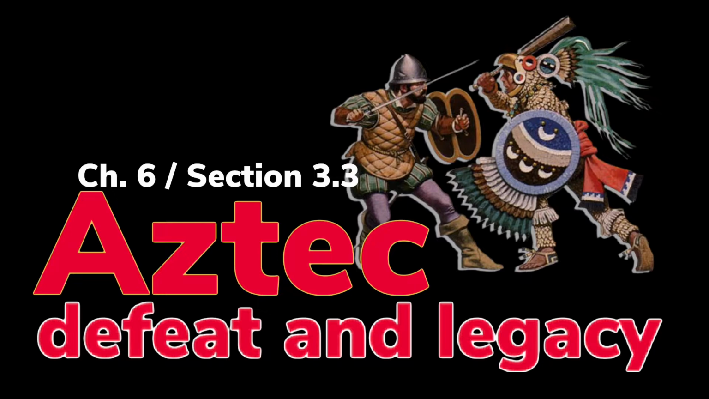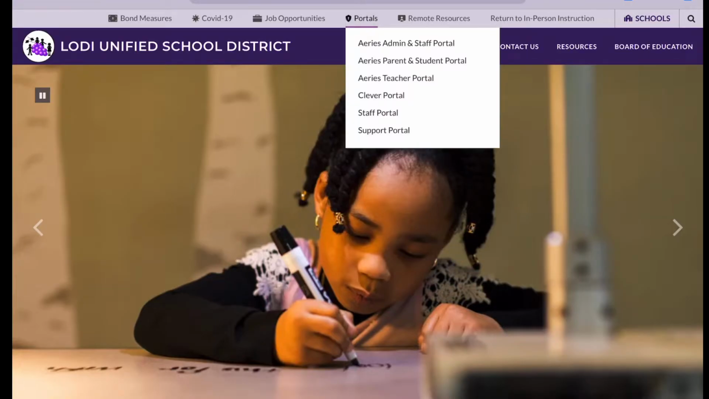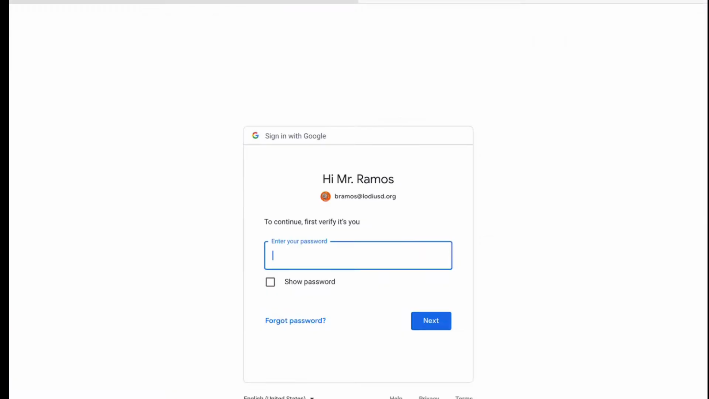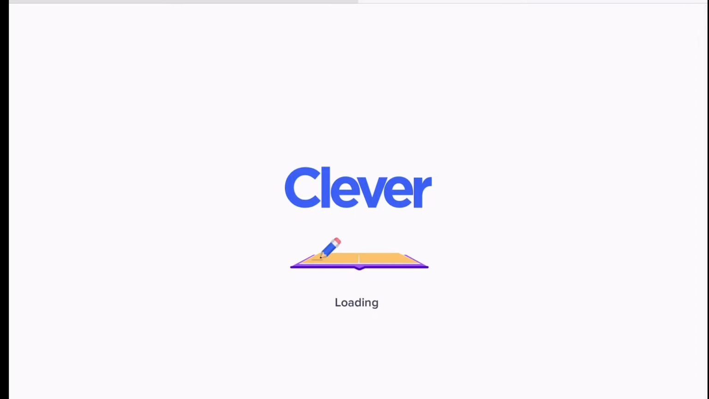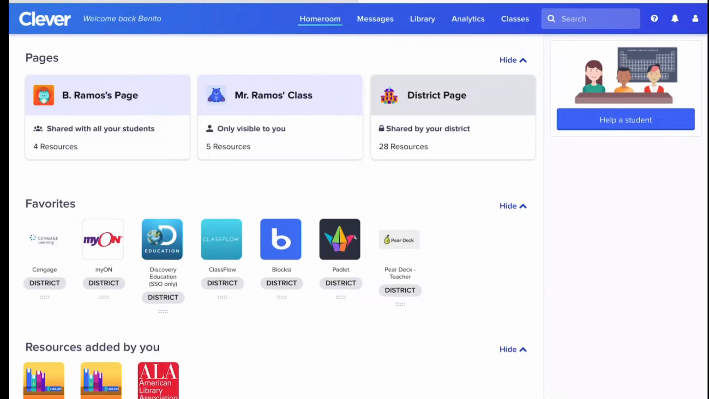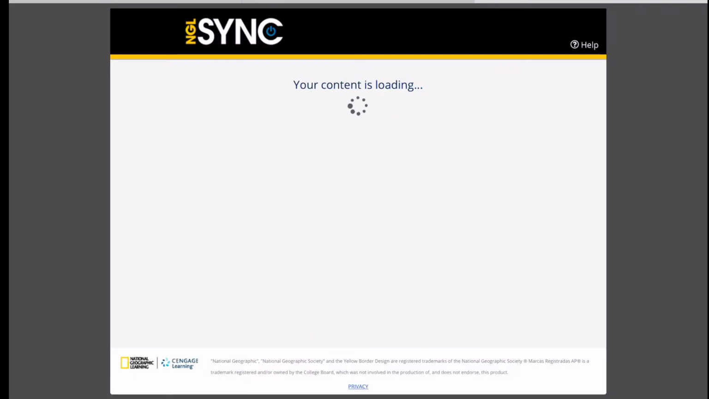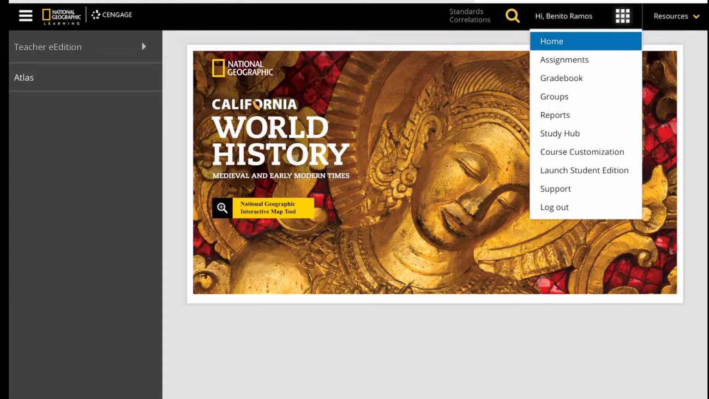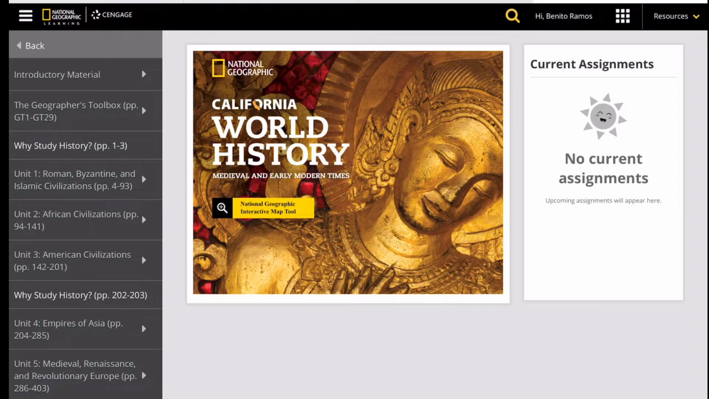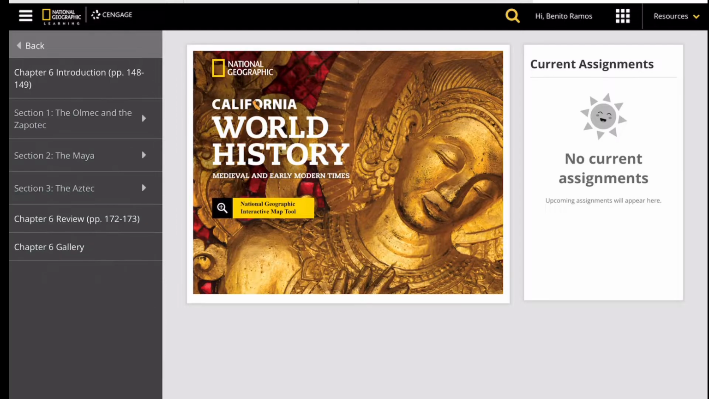And this is the last lesson for section 3, and we will learn about the defeat and the legacy of this civilization. So go ahead, log in to Loda.usd or have your textbooks ready and pay attention. Go to the Loda.usd website, and from there, the Clever portal. From Clever, log into Cengage Learning, which is National Geographic Learning, and log in with your student account and password. From the left side, it's Unit 3, Chapter 6, Section 3, and this is Lesson 3, the last lesson, on pages 170 to 171.